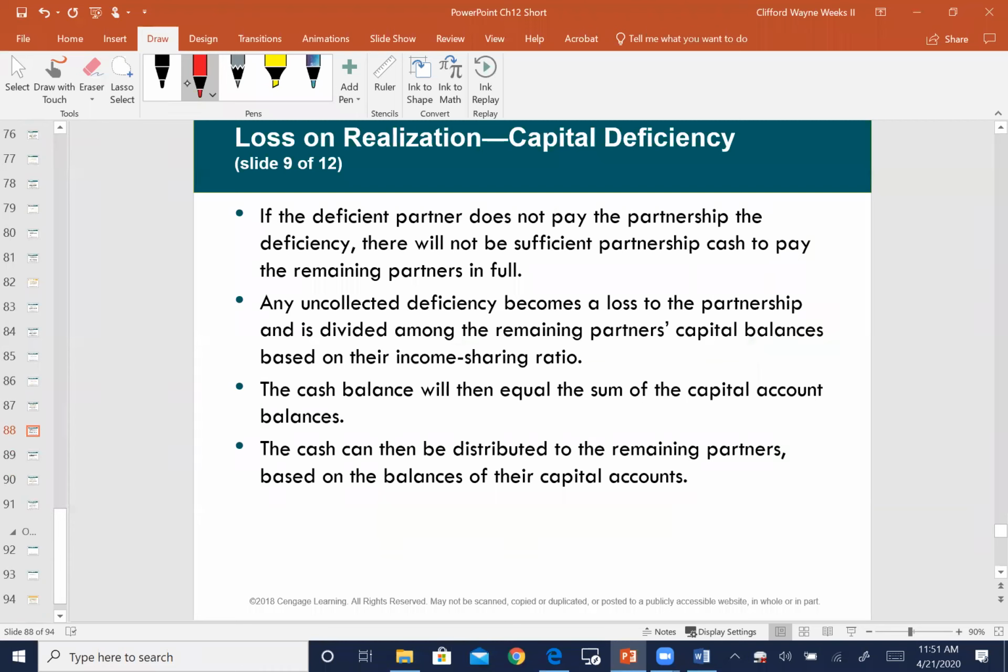If the deficit partner does not pay, ooh, so he's a loser, I don't want that. If they do not pay, the other two partners don't want to just wait around. They can theoretically take Farley to court and sue him. They have the legal right to do that.